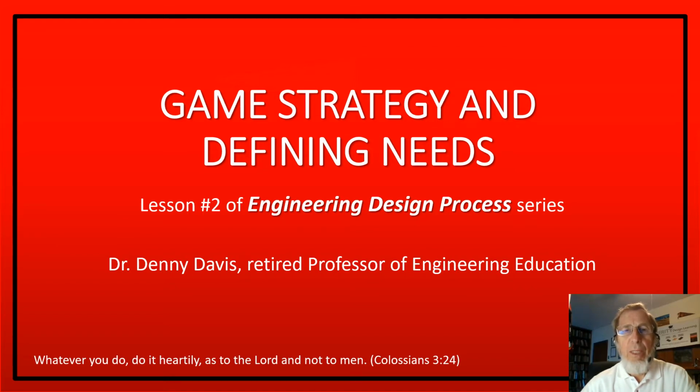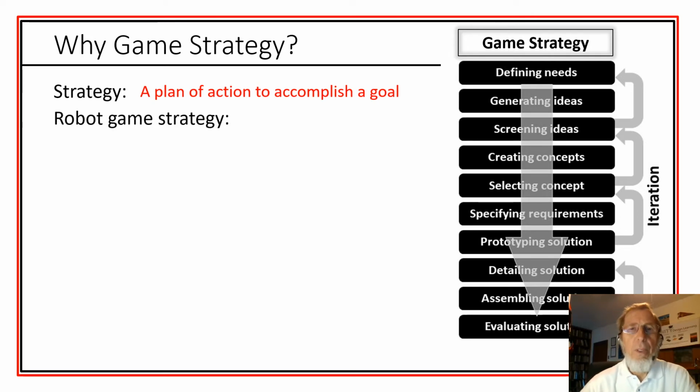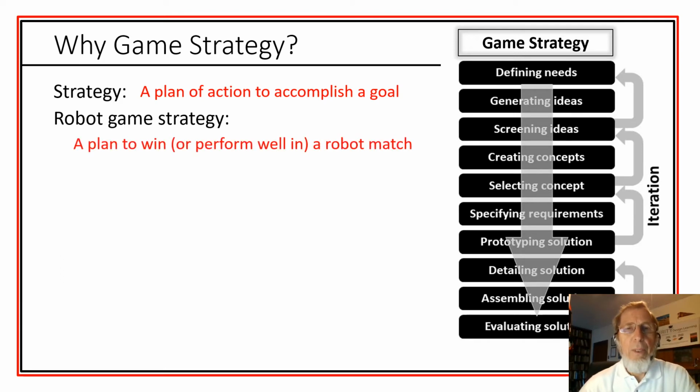Today I'll be leading you in a discussion about game strategy and how to define needs from this strategy. Why game strategy? First of all, what is a strategy? Strategy is simply a plan of action to accomplish a goal. When we're talking about robot game strategy, it's a plan to win, or at least to perform well in a robot match.